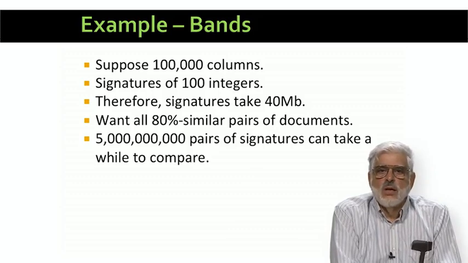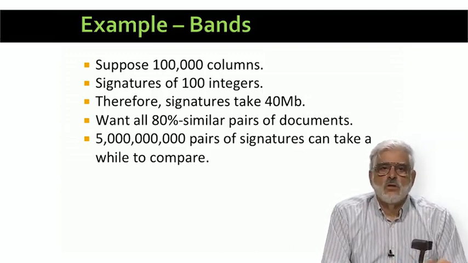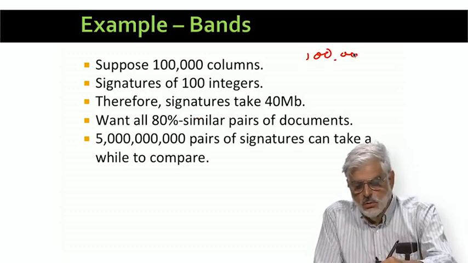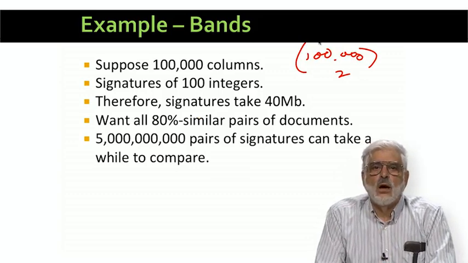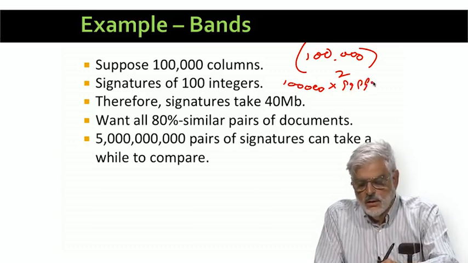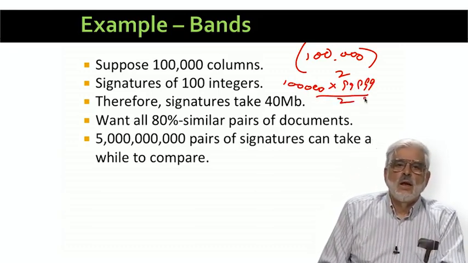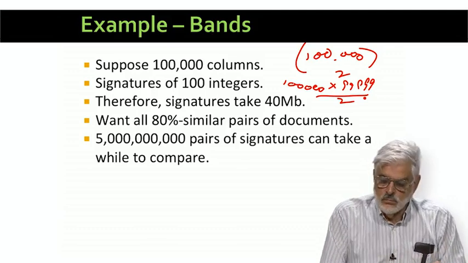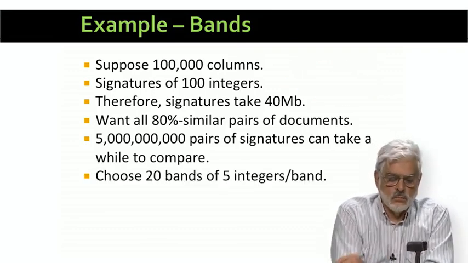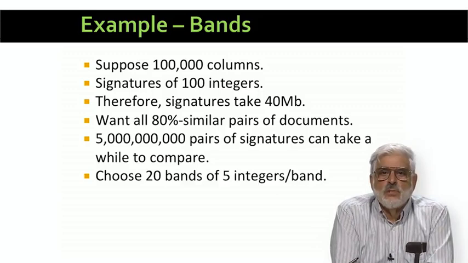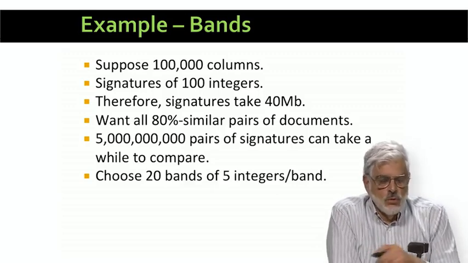to compare them all. Incidentally, if you don't see why 5 billion is the approximate count of pairs, the exact number of pairs of items chosen from 100,000 items is 100,000 choose 2, which is 100,000 times 99,999 divided by 2, and if we approximate the 5 nines by 100,000, we get exactly 5 billion. In our example, we're going to divide the 100 rows of the signature matrix into 20 bands with 5 rows each.